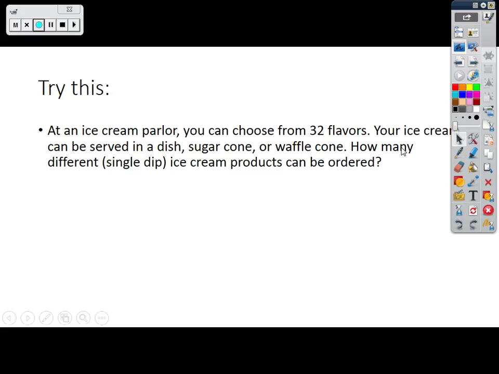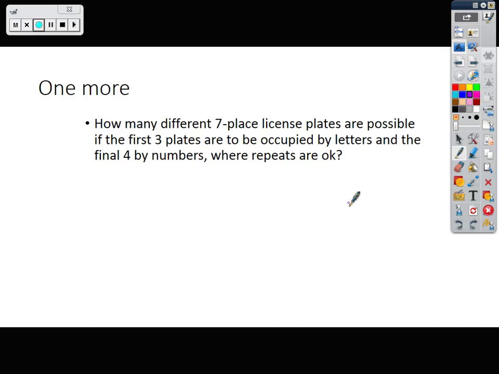One final example. Let's say this time we were looking at how many different license plates are possible if the first 3 places are occupied by letters and the final 4 are by numbers, and repeats are okay. So the first thing I would do is I would start by drawing my first 3 with letters, my next 4 with numbers, and I'm going to keep in mind that repeats are okay.